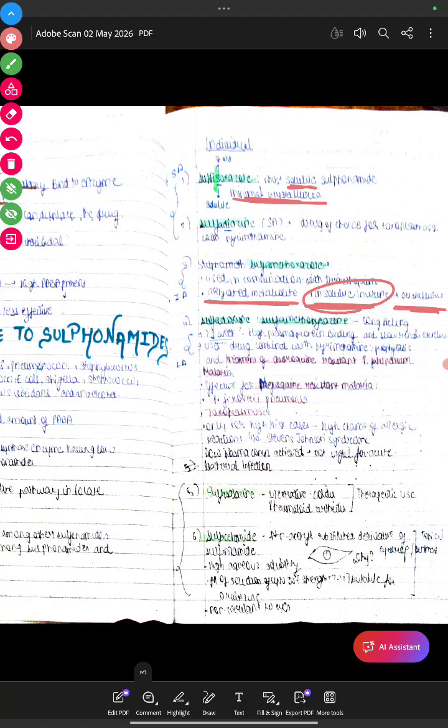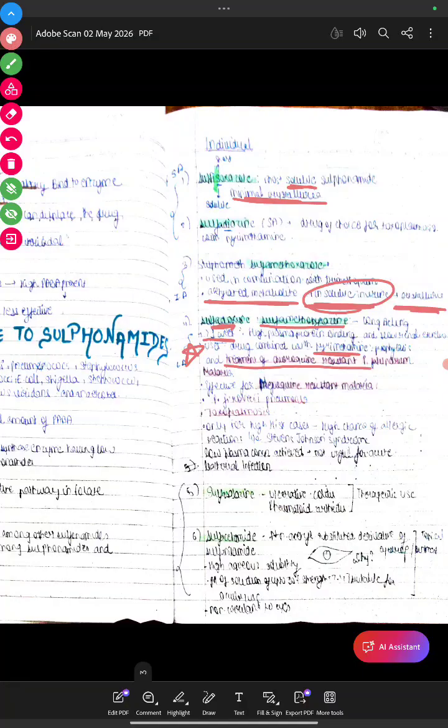Why? Causing crystalluria. Sulfadoxine. Sulfadoxine, see, long name, sulfamethoxypyrazine, long acting. It has a duration of action more than 1 week. Why more than 1 week? Because of the high plasma protein binding and slow renal excretion. Now this drug is combined with pyrimethamine. Why? It is very important.